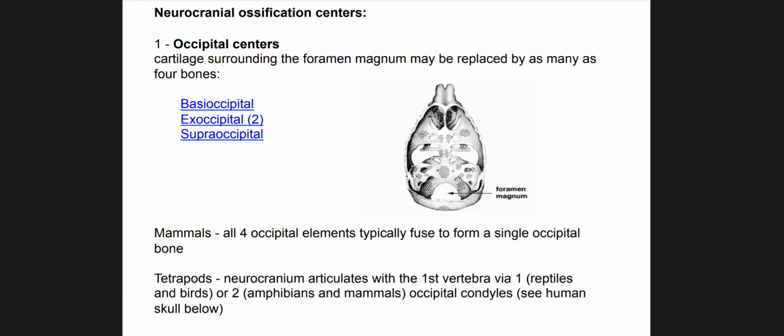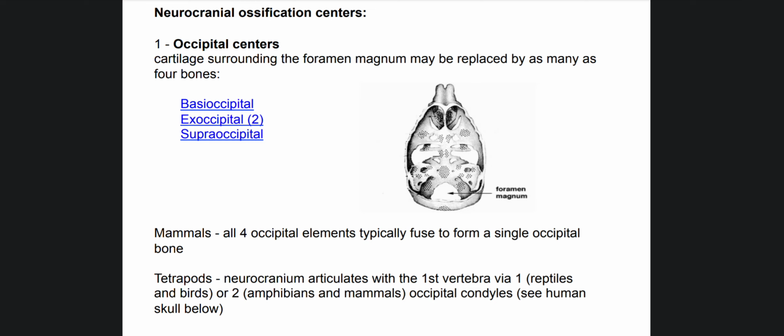That cartilage surrounding the foramen magnum may be replaced by as many as 4 bones: basioccipital, exooccipital, which are 2 in number, and supraoccipital. So basioccipital is 1 in number and supraoccipital is also 1 in number. These bones are converted from cartilage to bones in the adults. So what is the foramen magnum? Foramen magnum is the cavity present at the base of the skull through which the spinal cord is running downwards.